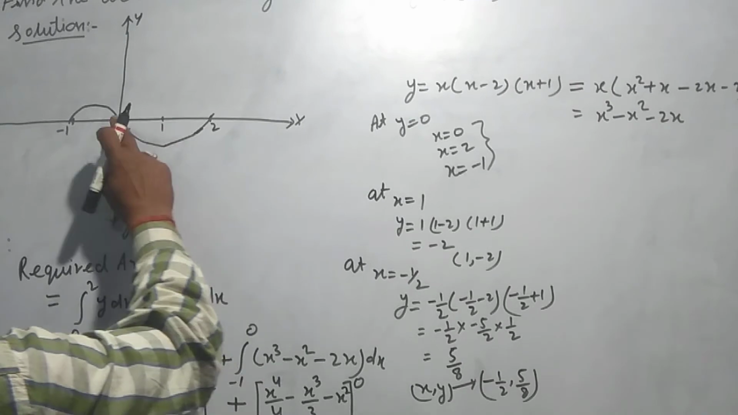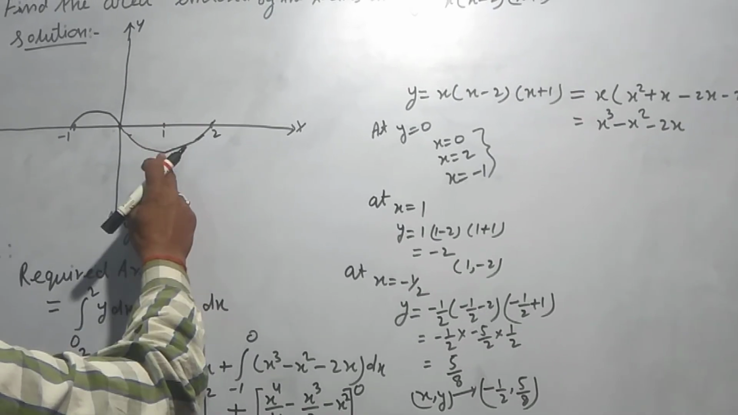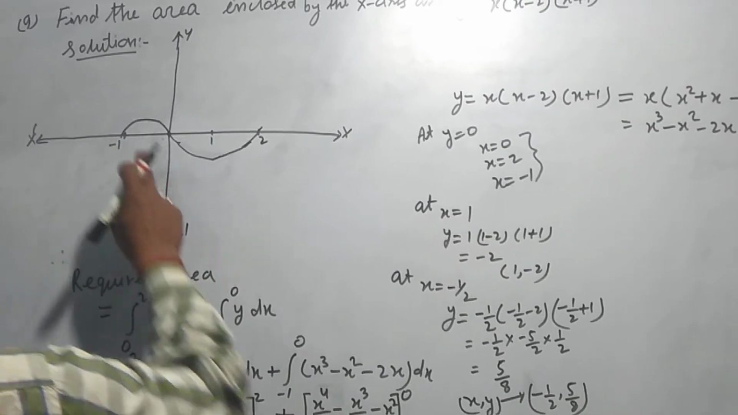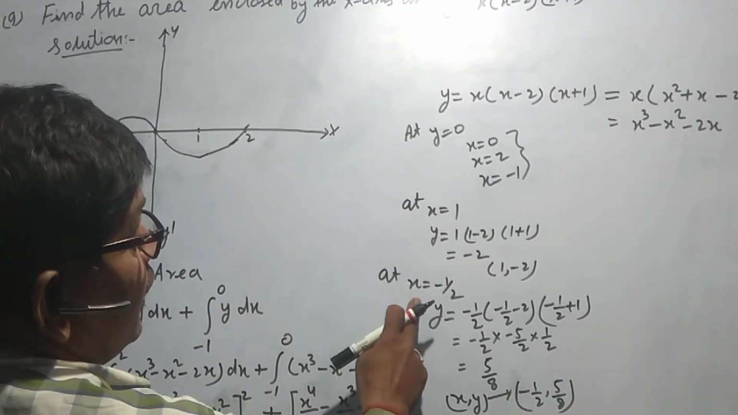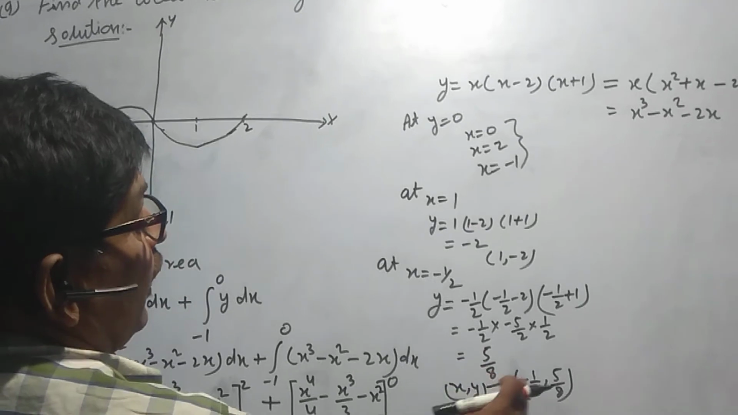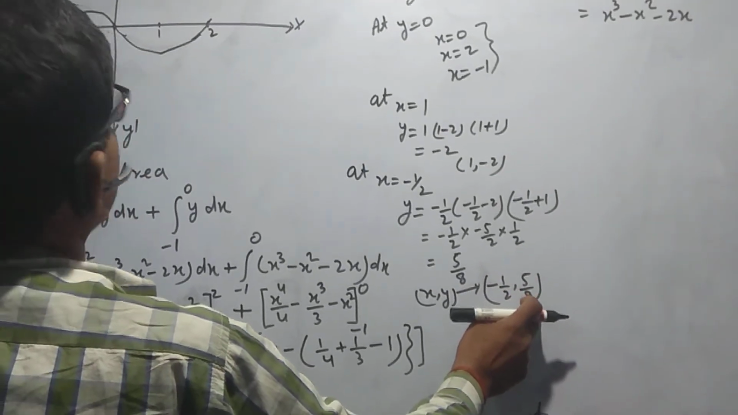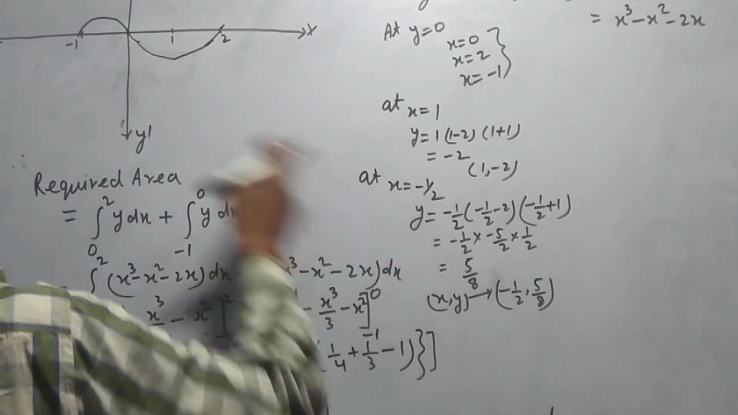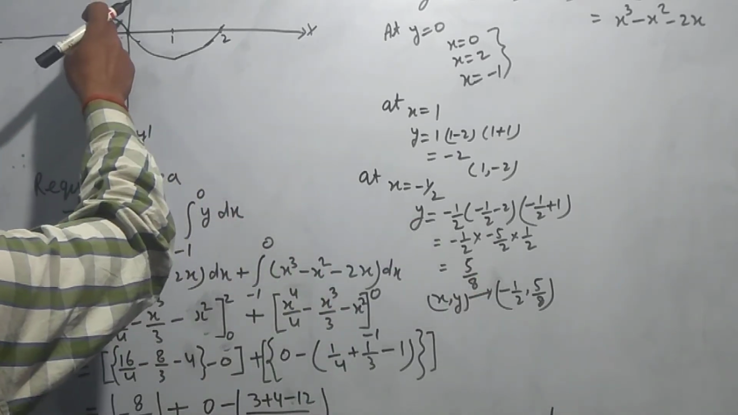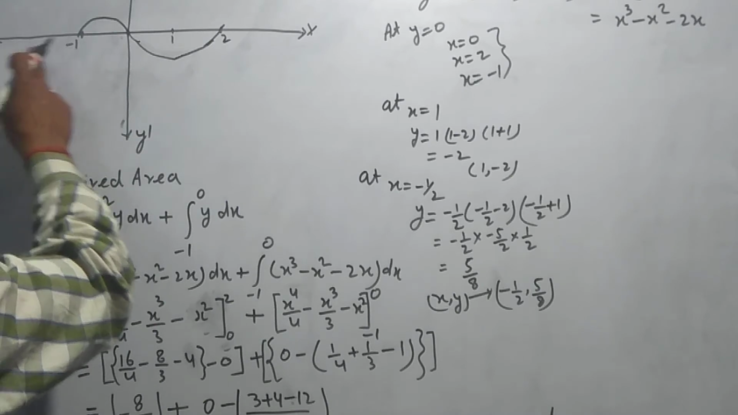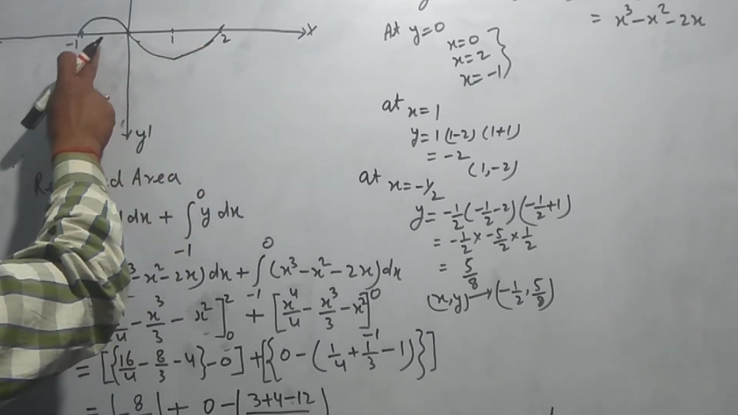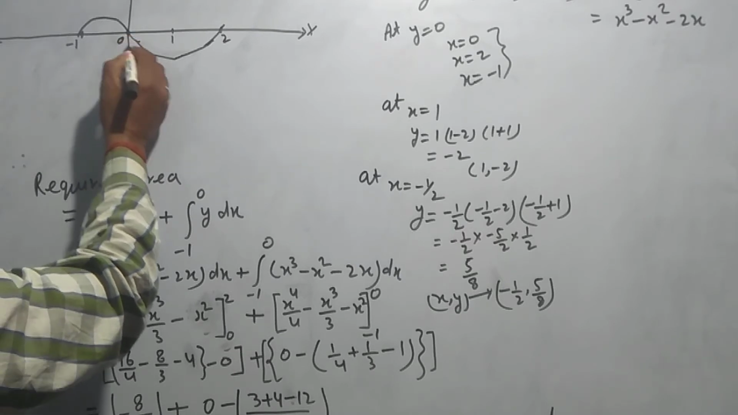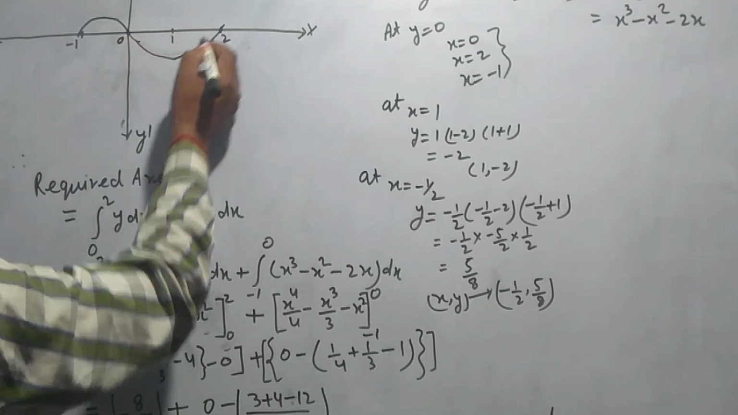It means that at x is equal to 1, our curve comes here in downward, and at x is equal to minus half, putting this, it is 5 by 8, minus half of 5 by 8 positive, so that the curve comes in the upper side of our x-axis, so that our curve passes through minus 1, 0 and 2 here.